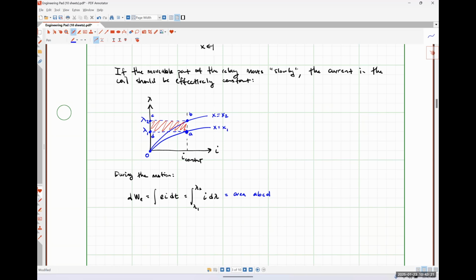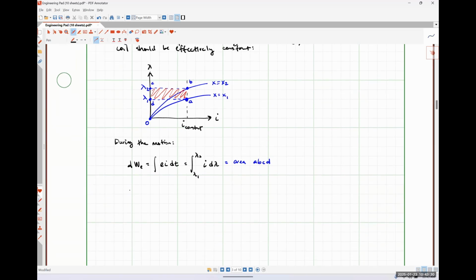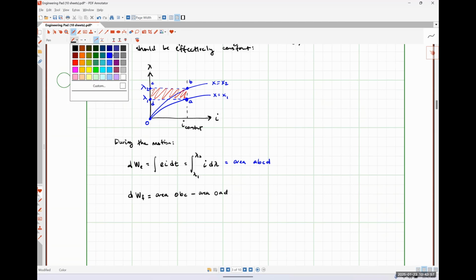Well, the field energy in the system has also changed, where our differential field energy, dWF, is going to be the area of OBC minus the area OAD. I'm going to wind up erasing this in a second, but I just want to demonstrate what these areas are really quickly.